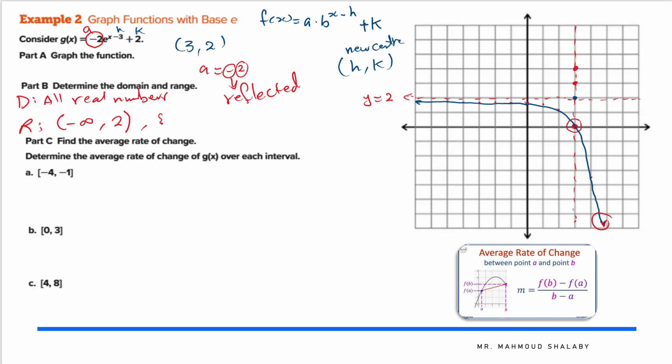How can I write this as a set of values? It will be y such that y less than 2, because it's starting from 2 and moving down, y less than 2. This is for part B.